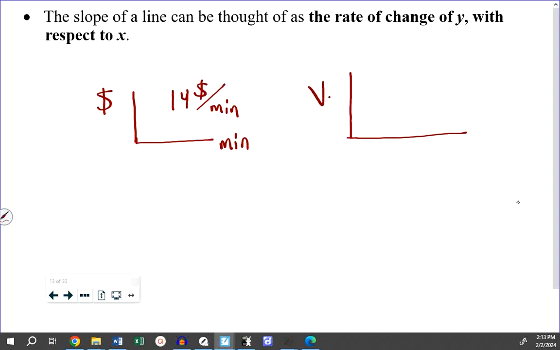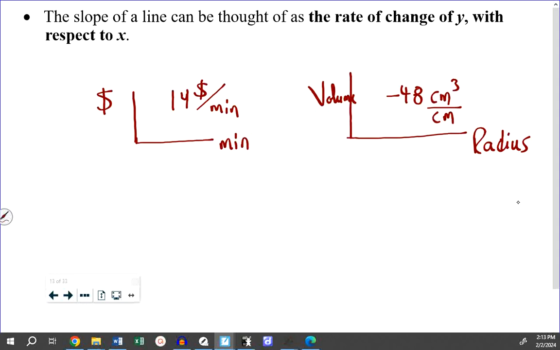And this is the volume, and this is the radius. And let's not worry about whether this is a straight line or not, because it will not be. But let's say that the slope at a particular point in time happens to be negative 48 numerically speaking. Well, what is that? That's the rate of change of volume with respect to radius. So it would have units of maybe centimeters cubed per centimeter.